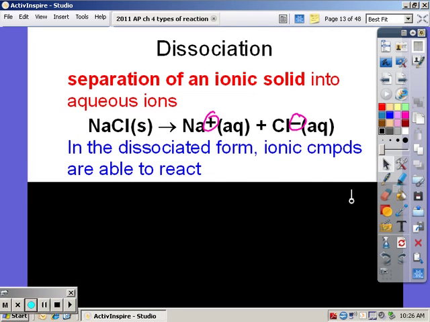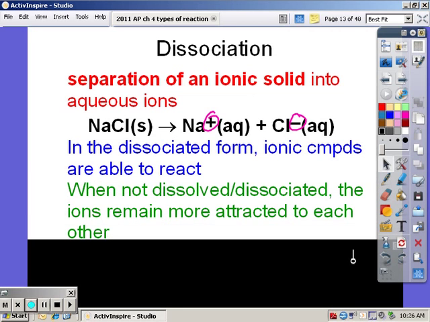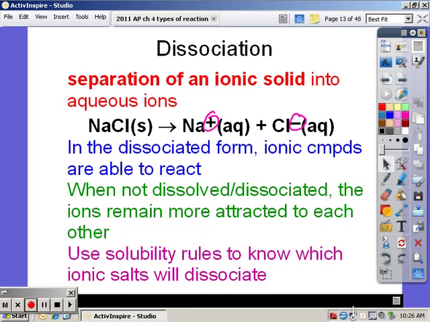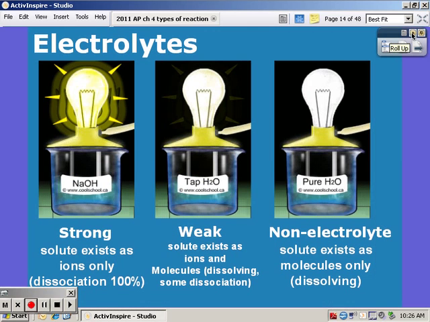Make sure that you put the positive and negative signs when you write the dissociation equation, or it will be counted incorrect. When it's in its dissociated form, ionic compounds are able to react with each other. When they're not dissolved or dissociated, the ions remain more attracted to each other than to the solvent. You're going to use solubility rules to figure out what dissociates and what doesn't.